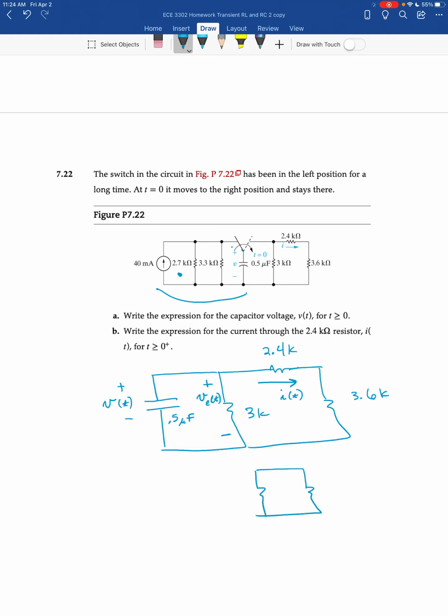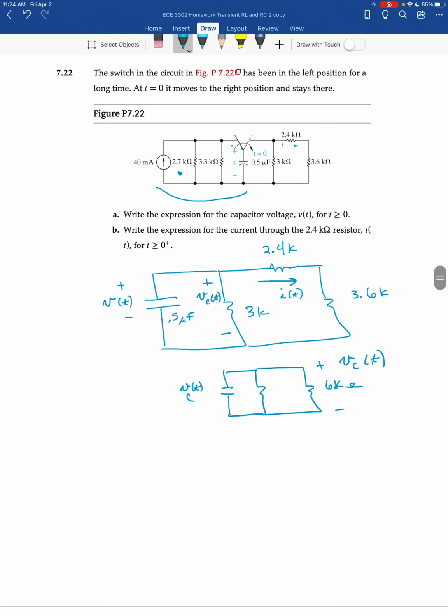And then you have two choices. You could combine these two, the 2.4 and the 3.6. That would give you 6 kiloohms. And so now everything in the circuit is in parallel and would have the same voltage VC of t across it. So this voltage is VC of t, whatever that was. So your current I of t is just going to be your 6 kiloohms times VC of t. So that will allow you to get I of t.